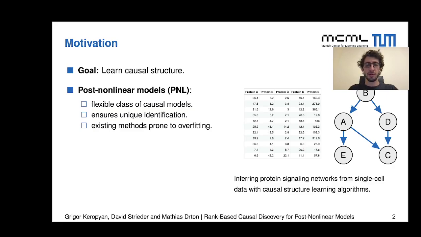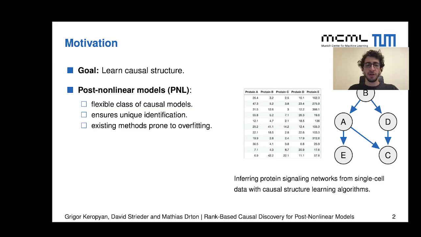Structural equation models are a common tool for this task, which postulate noisy functional relationships between causes and effects. However, in their general form, they are not identifiable from observational data, and thus researchers focus on restricted subclasses of SEMs. Post-nonlinear causal models constitute one of the most flexible subclasses of SEMs that ensure unique identification from observational data.